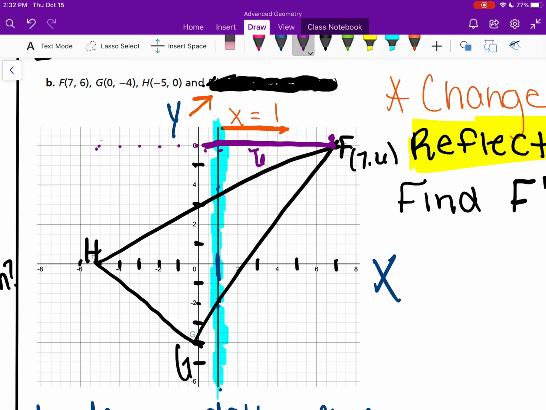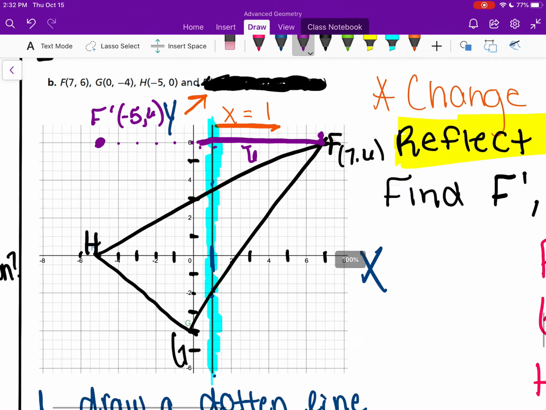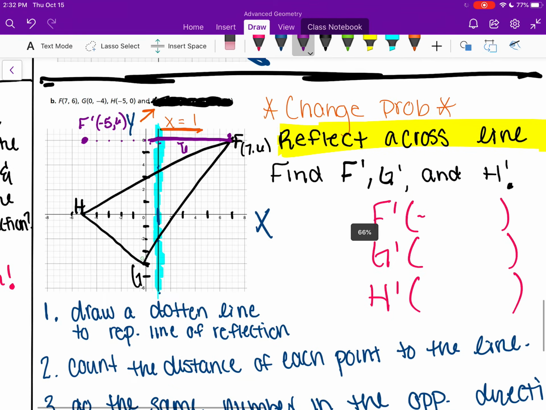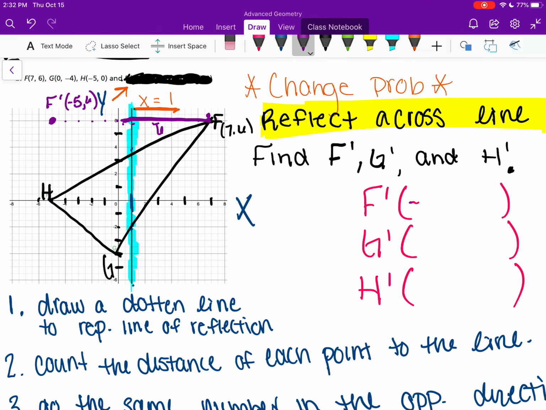And there's going to be my point F prime there, which is when x is -5 and y is 6. So F prime would be at -5, 6. And check it. That's what is given to you in the problem. That's F prime. And now you know how to find that. You're going to count that distance and reflect it. So let's find our other ones.